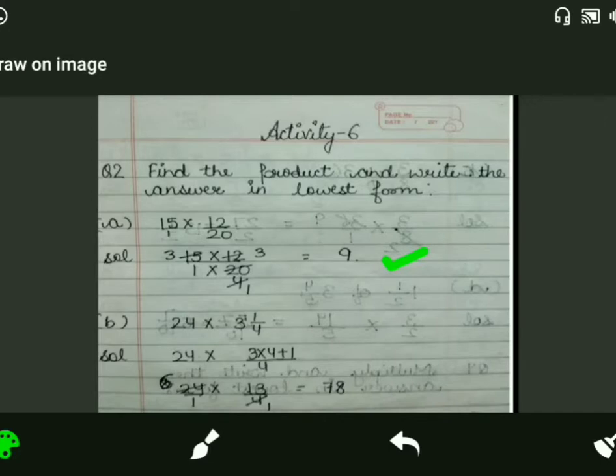Clear students? And always keep one thing in mind. We can cut one number from up and one number from down. Clear? Like this manner we always cut the numbers. One number we have to take from up and one number we have to take from down for the cutting method. Clear this thing?